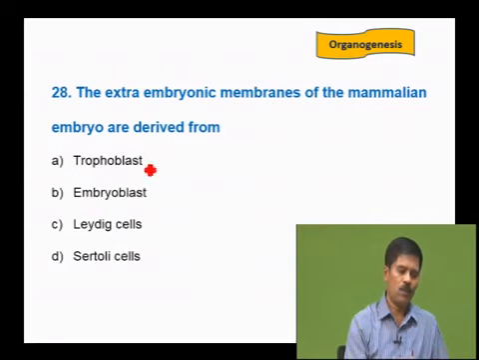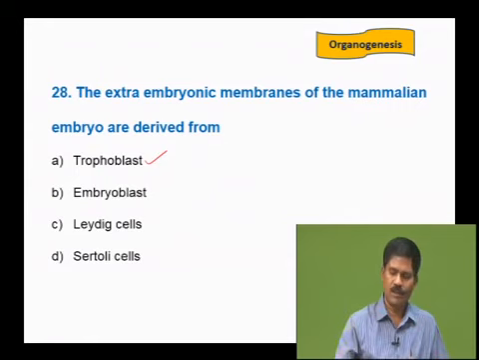So therefore trophoblast is the right option and the rest are wrong. Because embryoblast develops into embryo, Leydig cells secrete testosterone and Sertoli cells are nutritive in function.